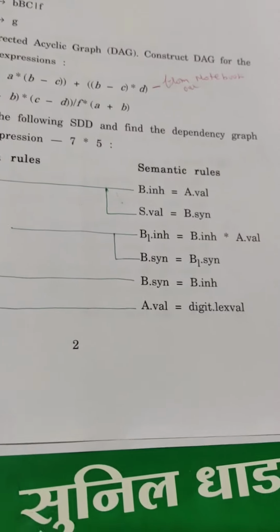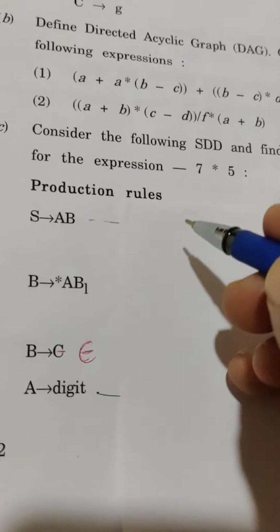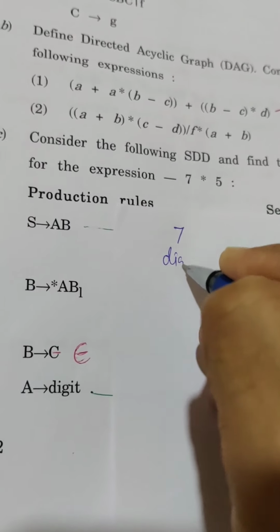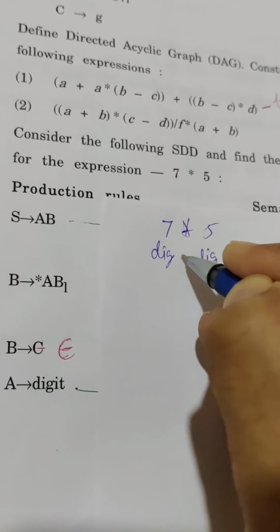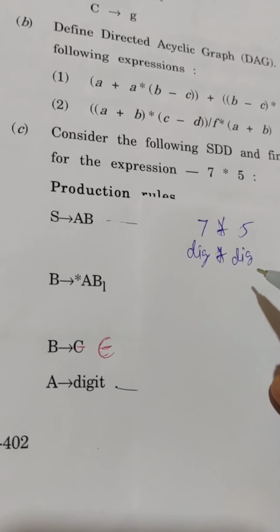Now the first step is to construct the parse tree for this expression. We have the expression 7 star 5. 7 is basically a digit, and 5 is also a digit. So your expression is digit star digit. To derive this expression, digit star digit, we need to consider the parse tree.